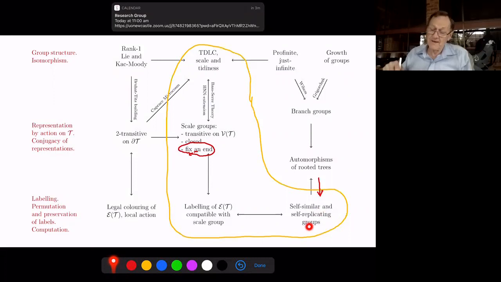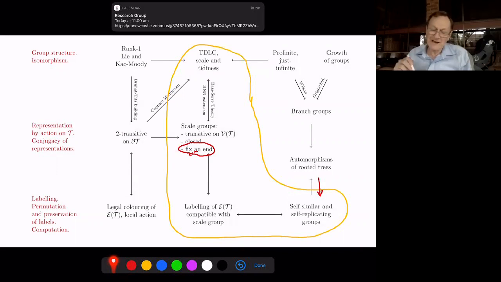And I think that self-replicating groups, it would be great to classify those in some sense, because that would be classifying in a similar sense all the possibilities for the scale and tidy subgroups. But then the next question is, given a group, which scales and which self-replicating groups do we see inside that?